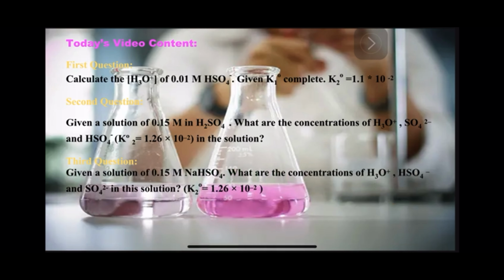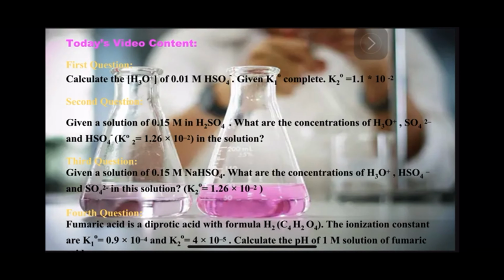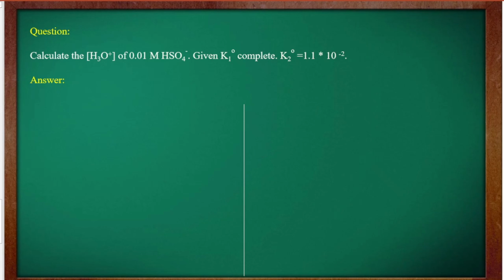Today's video content is how to calculate pH of a diprotic acid. In the above question, sulfuric acid concentration is 0.01 molar. Sulfuric acid is a diprotic acid which dissociates in two steps.